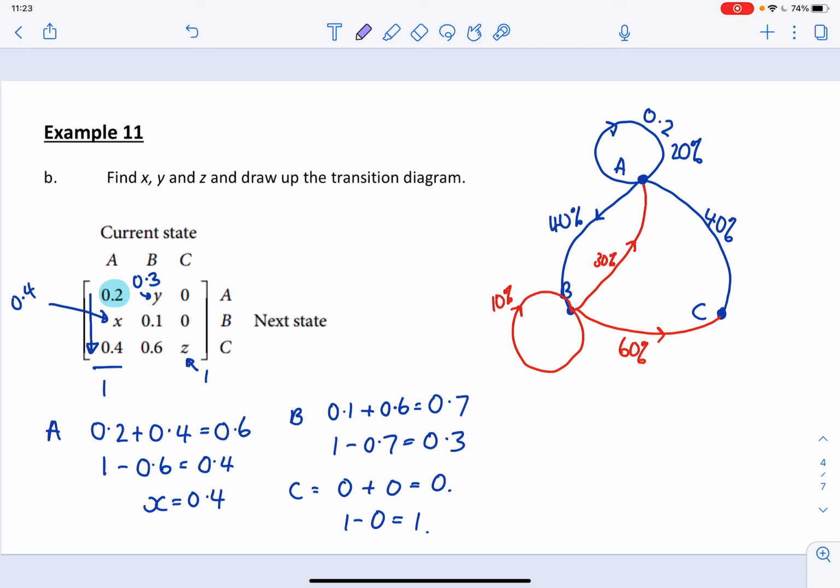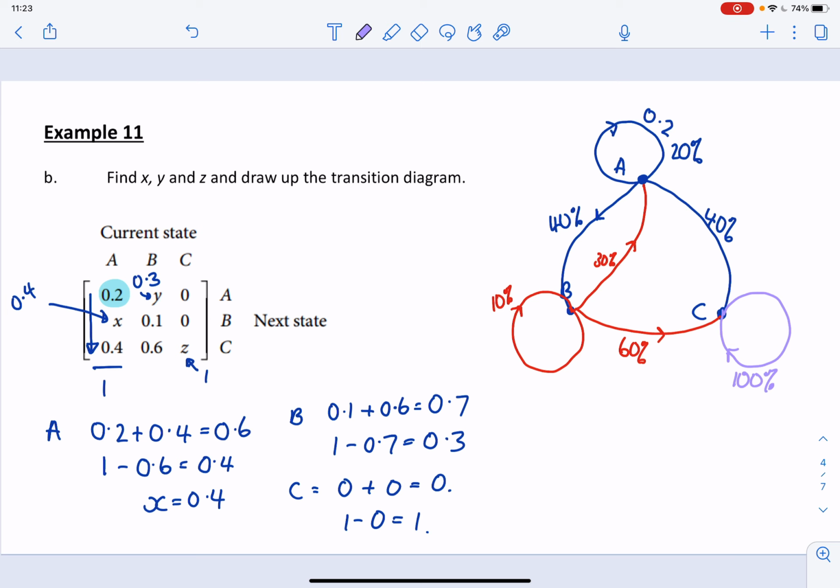Now, C doesn't go to A, C doesn't go to B. Now, because they're both 0% lines, I don't actually need to draw them. So the only thing I need to put on here is C to C, which is Z, and that's 100%. So once you get to point C, you stay in that.